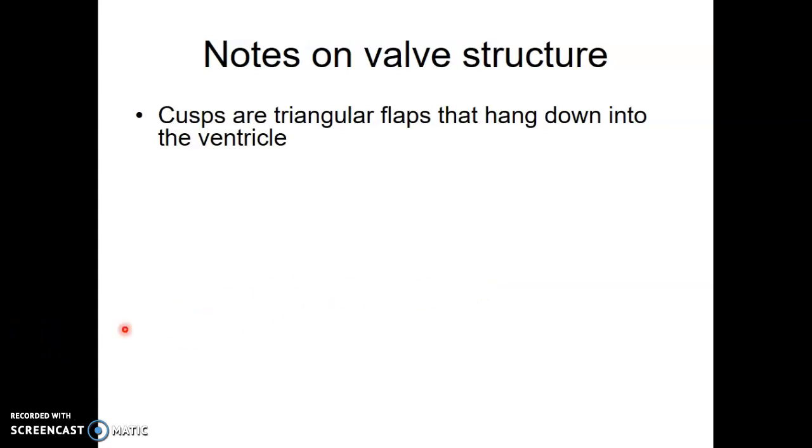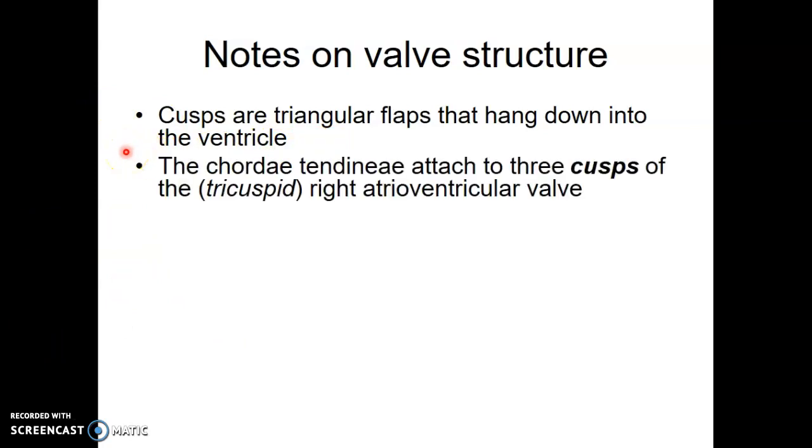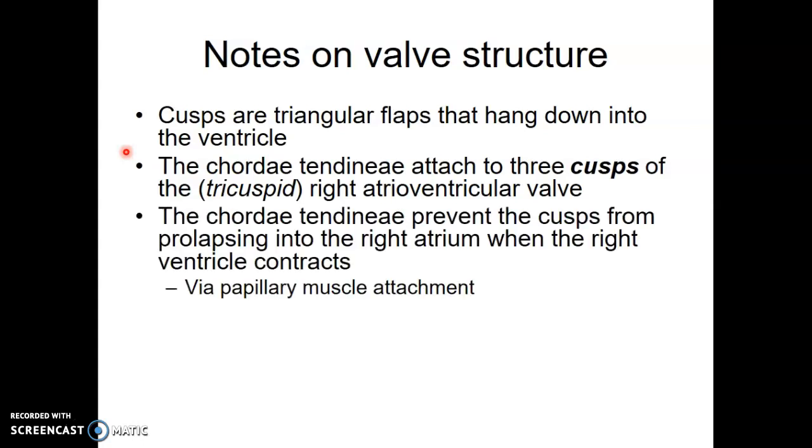Let's get back. I got my pointer. I'm going to keep the pointer out, actually. So cusps are triangular flaps that hang down into the ventricle, and the chordae tendineae, we saw those, are like little tiny tendons, really, that attach to the three cusps of the connective tissue that forms that right atrioventricular valve and then anchors them to the wall of the muscle.